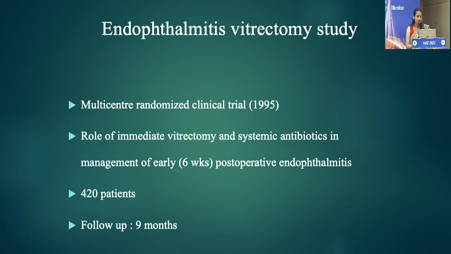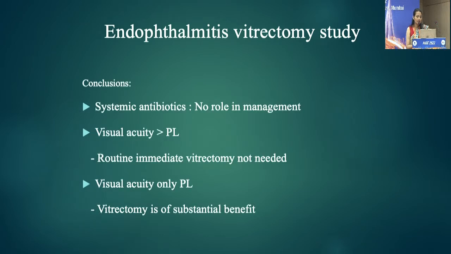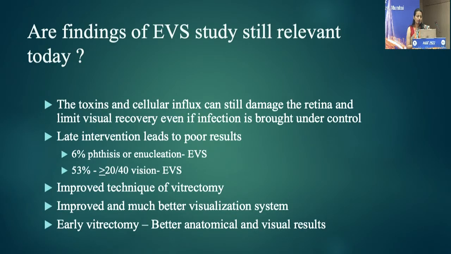Role of immediate vitrectomy and systemic antibiotics in management of early postoperative endophthalmitis. Here they evaluated 420 patients with a follow-up of 9 months, and the conclusion of the study was that systemic antibiotics have no role in the management. With visual acuity better than PL, routine immediate vitrectomy is not needed, and if it is only PL, then vitrectomy is of substantial benefit. But are the findings of the EVS still relevant today after so many years?